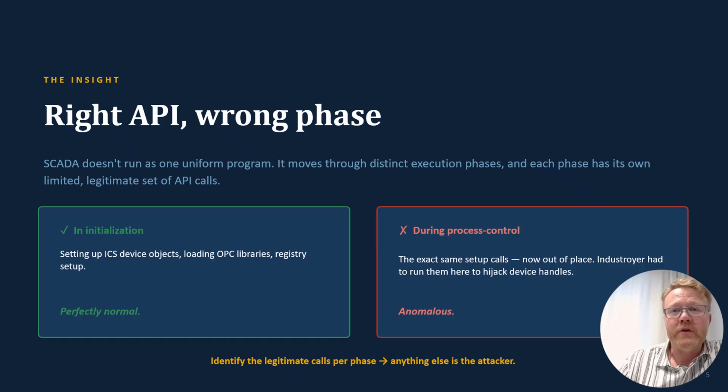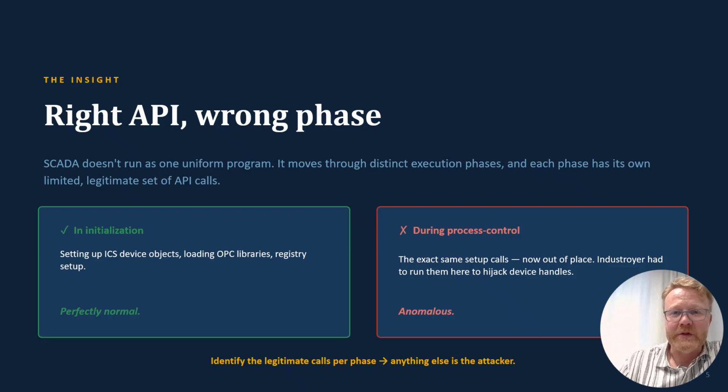The slide here shows an example from Industroyer. Its setup-style calls are normal at startup. So setting up ICS device objects, loading OPC libraries, etc. are normal for the initialization phase. But when those exact same calls were made mid-operation to do its attack in the process control phase, they are out of place. It was the same API, but now in the wrong phase, and that mismatch is the tell.